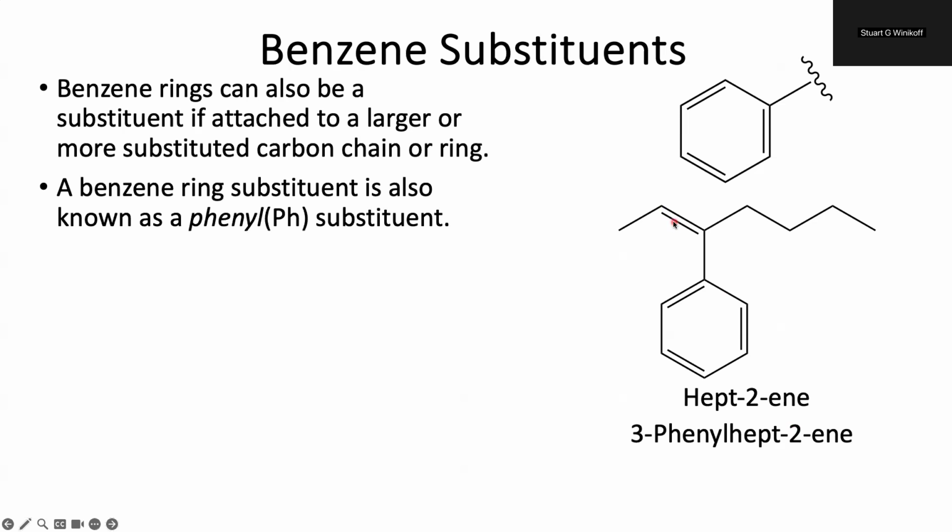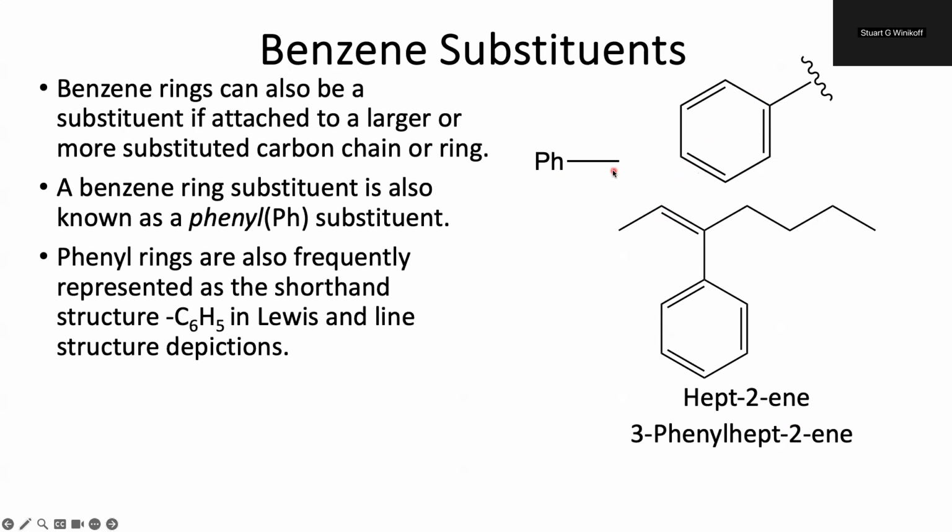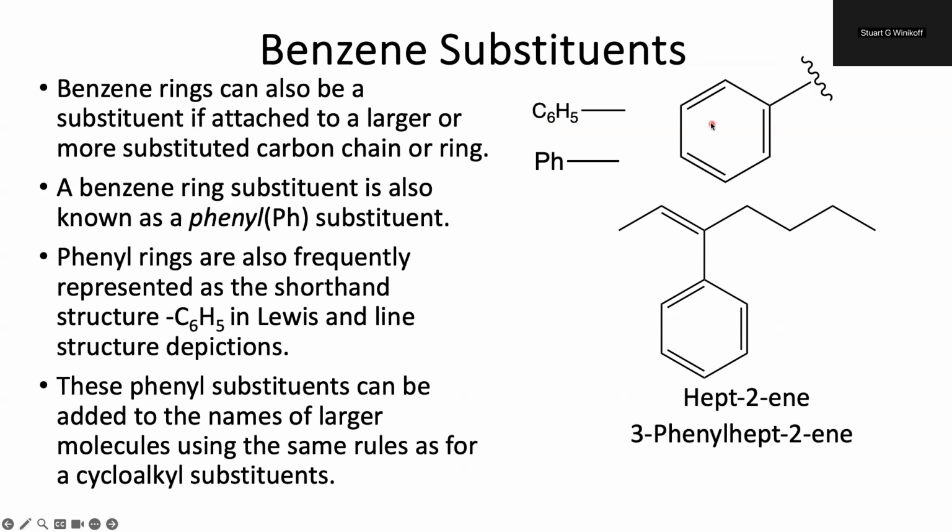So in this case, the benzene ring is simply known as a phenyl substituent. This can often be written as simply putting Ph on the bond connecting to the species. It is worth noting that phenyl rings are also frequently shorthanded as C6H5. So if you ever see me write down C6H5, know that I'm talking about a benzene ring, or again, a phenyl group.